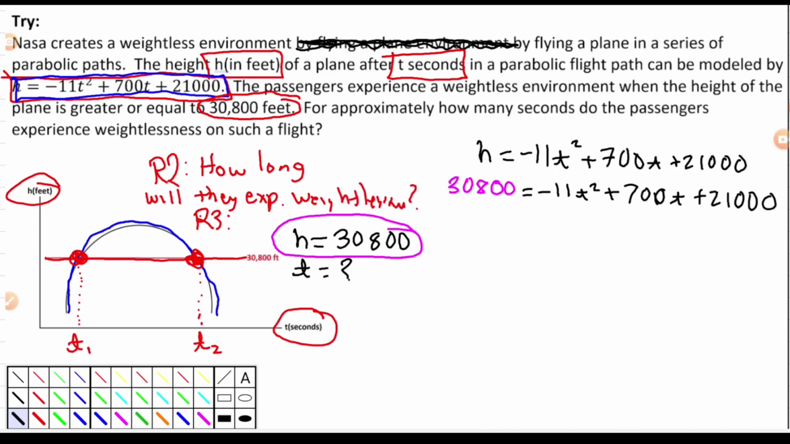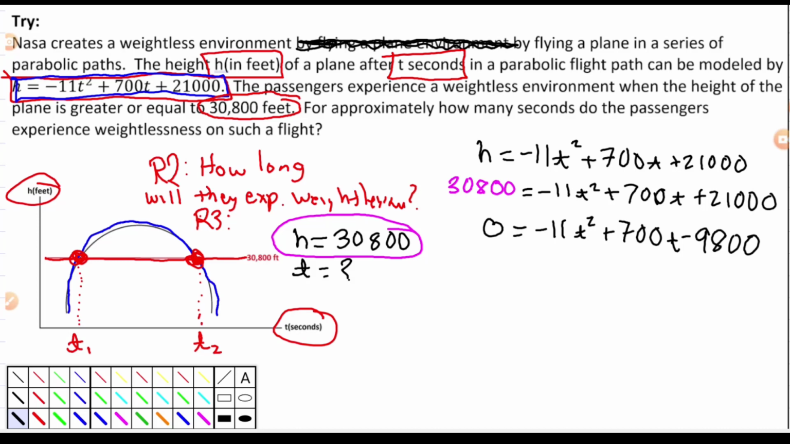First thing I'm going to do is set this equal to 0. So I'm going to subtract that 30,800 over. So this will be negative 11t squared plus 700t plus 21,000. Oh, no, not 21,000. We need to subtract that. So what happens when I subtract 30,800 from both sides? That gives me a negative number. That gives me negative 9,800. Okay, so all I did was subtract 30,800 from both sides of my equation. Now, this gives me a quadratic that I can solve.